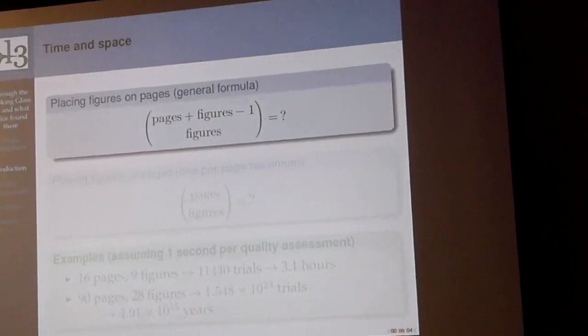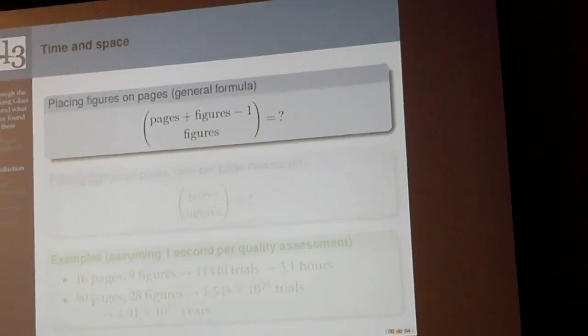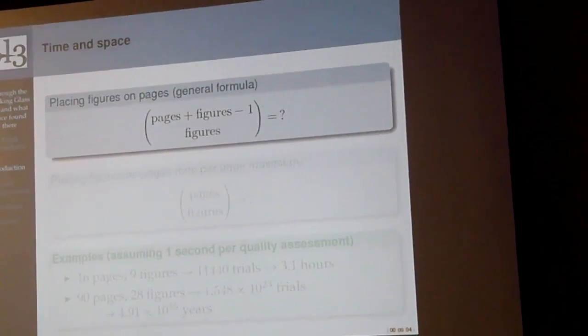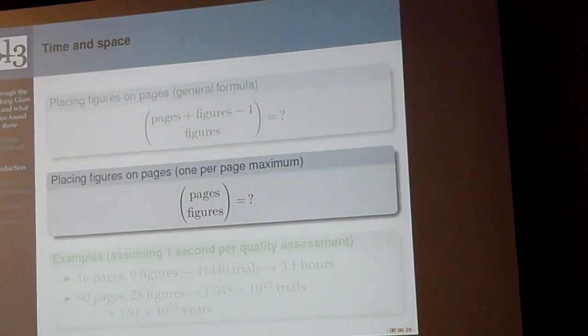If we have pages with text and we have figures that we want to put on the pages, then the general formula for doing that, if we are allowed to put more than one figure on a page, is basically this little one on top here. If we make it a little bit simpler and just allow one picture on a single page, so say we have 90 pages and we have 30 pictures, and we can put the 30 pictures on some pages, then essentially that's the formula.